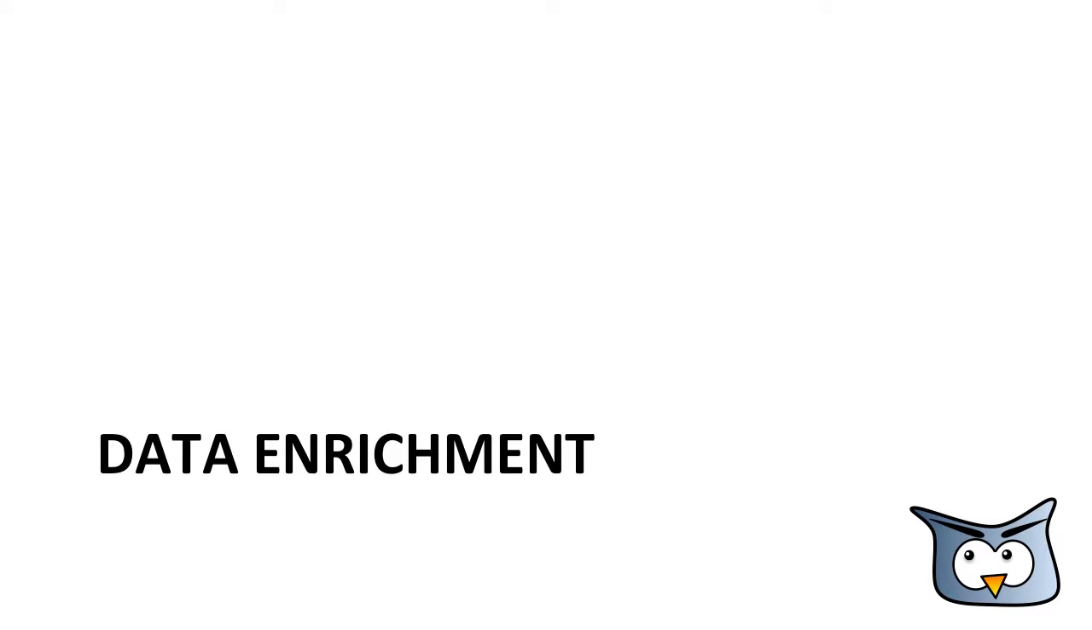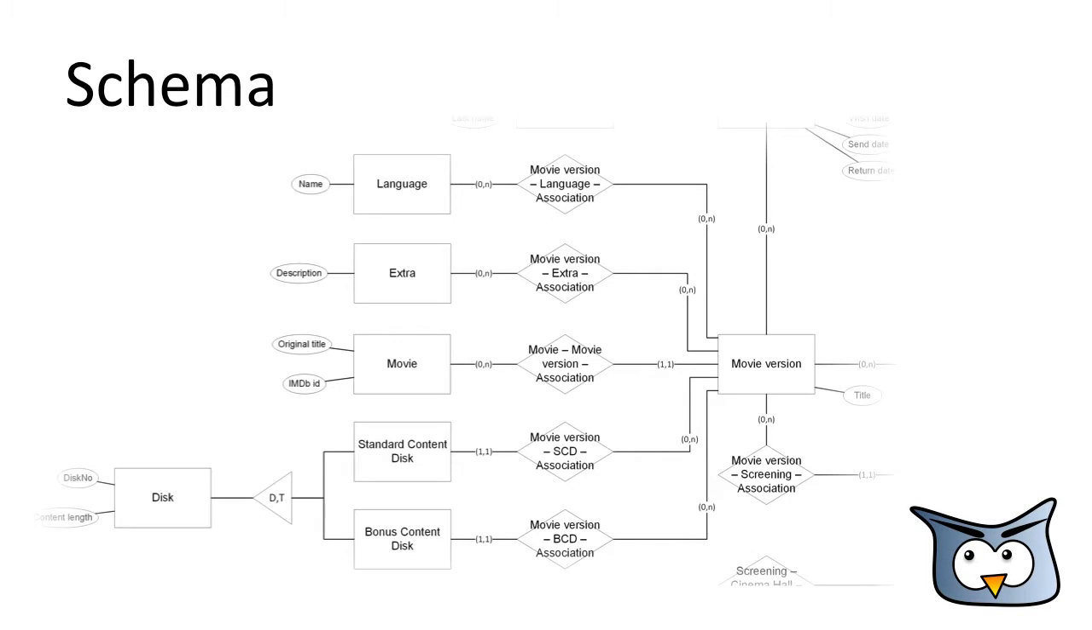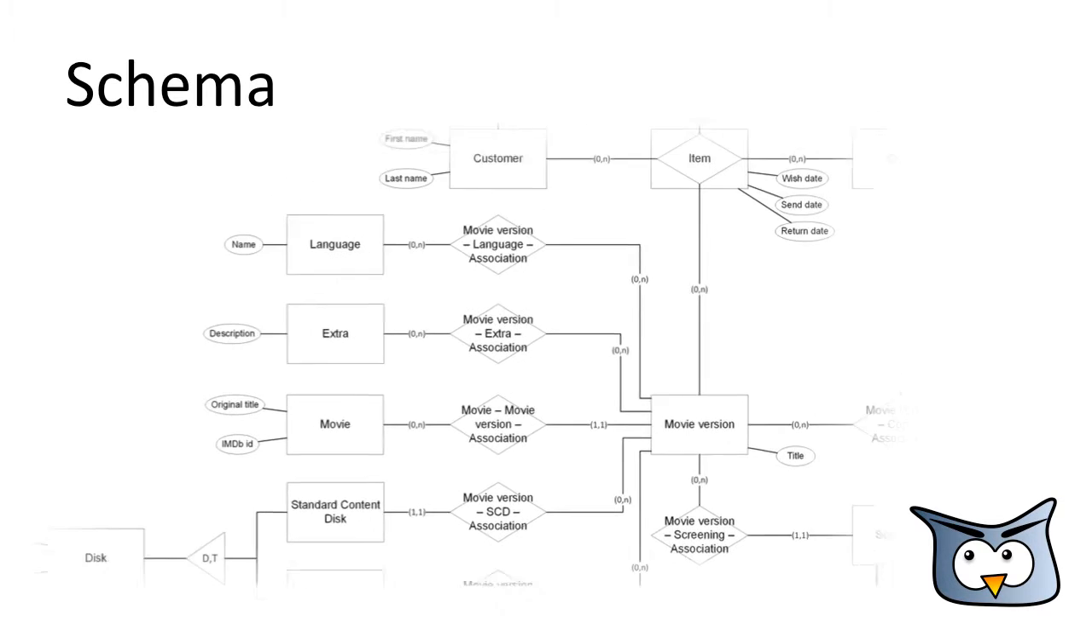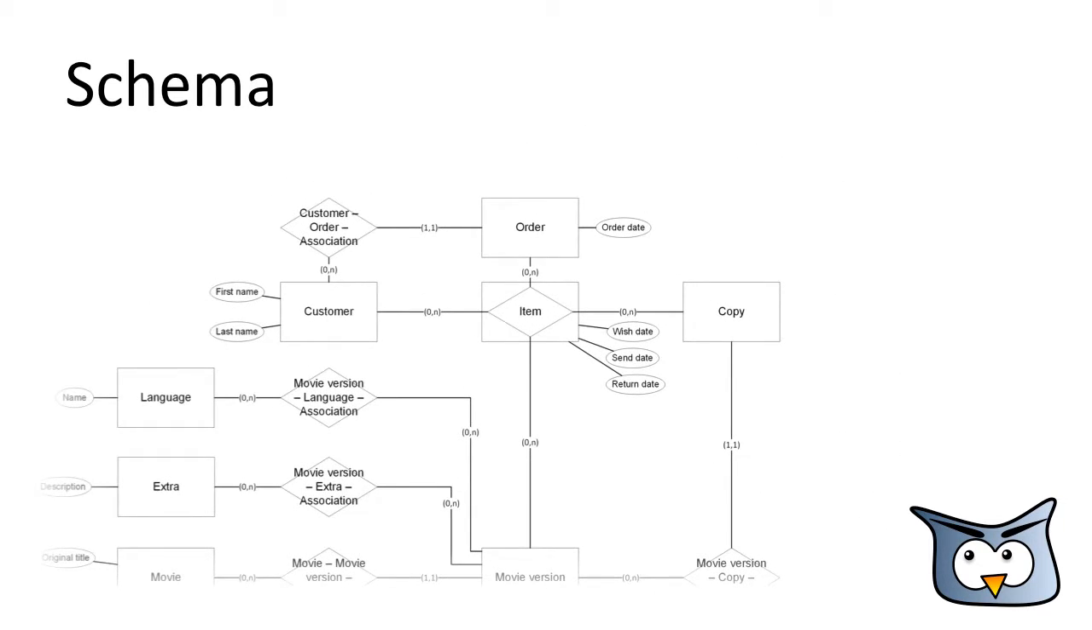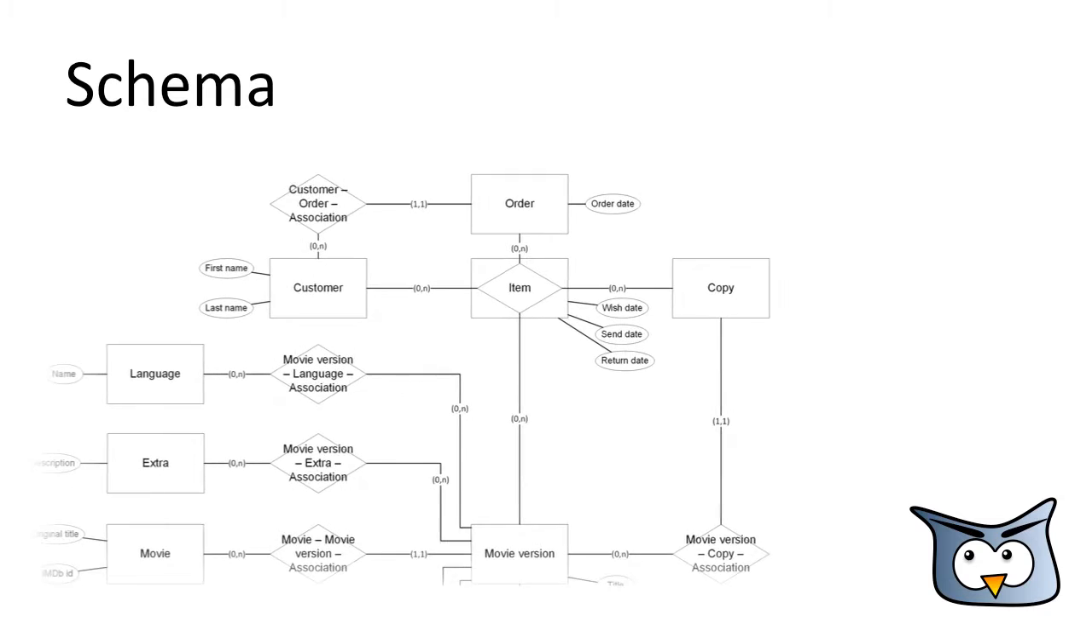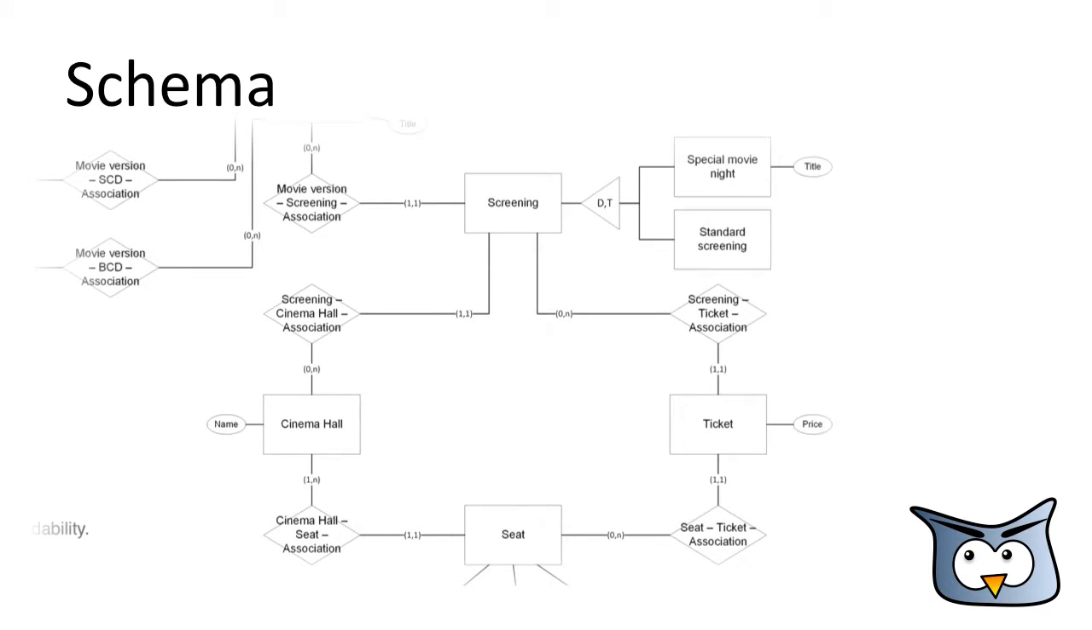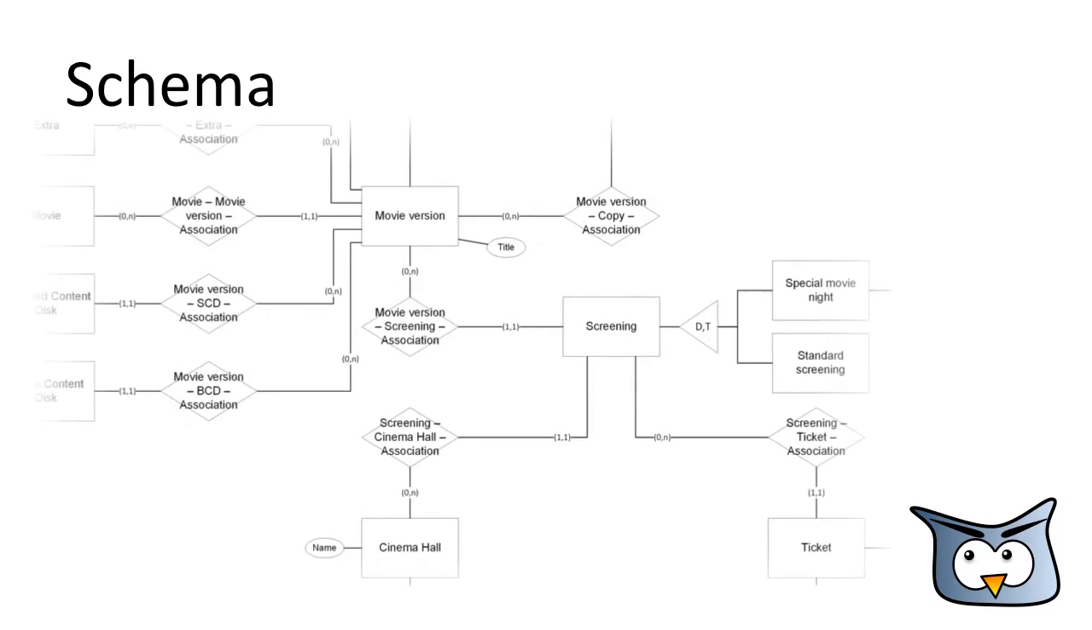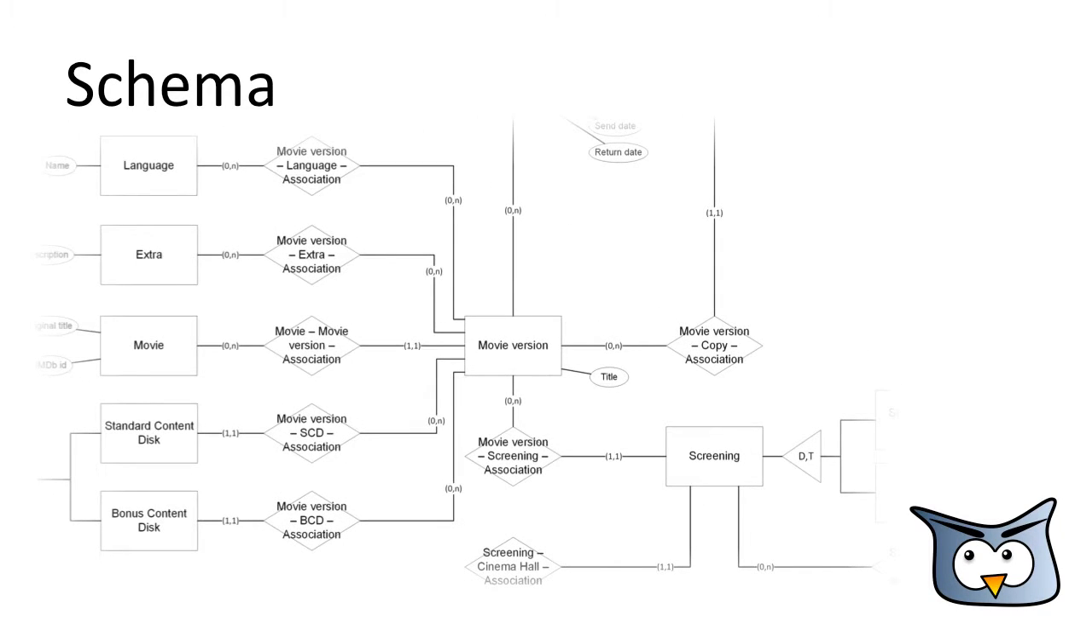So, let's start with the enrichment of our data. The schema that is about to be populated can be roughly subdivided in 3 regions. The movie meta information, such as language, extras, directly related details, and disk separation. The wishlist information, so customer, order, and item. The cinema-related information, which are screening, cinema hall, seat, screening type, and tickets. And finally, the uniting entity movie version.